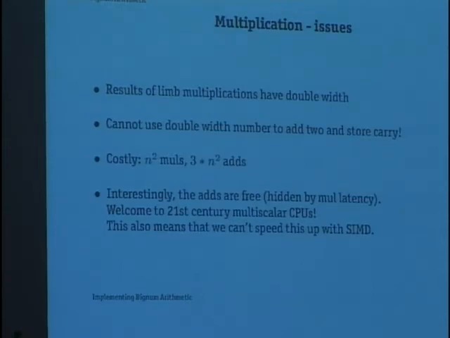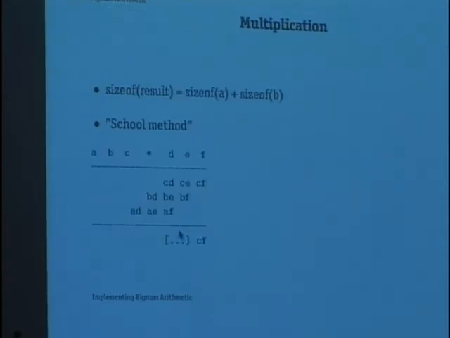The problem is that the results of the multiplications have double width. So this CF thing, right? C and F are already the biggest integer you can fit in a register, so C times F is a long. And if you add two of them, like for example in this column, you see the mouse? Okay. If you add two of them, it doesn't fit in a long anymore.